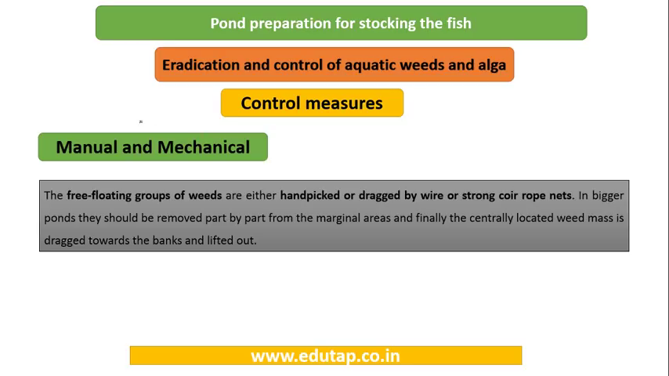Right? Next, you come to manual and mechanical method. Okay, now what you're doing is, when you see that there are certain free floating groups of weeds which are large in size, which can easily be hand picked, or you can even drag a wire and make sure that they are removed from the upper surface. Okay, so that is why you say manual, because you can do it with your hands as well. Mechanical, because you're just using some instruments like maybe a simple wire, or you're using rope nets, right? So it is a very simple method that is employed.